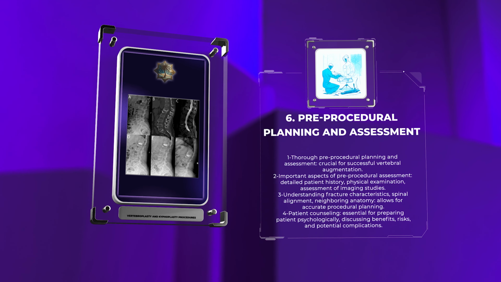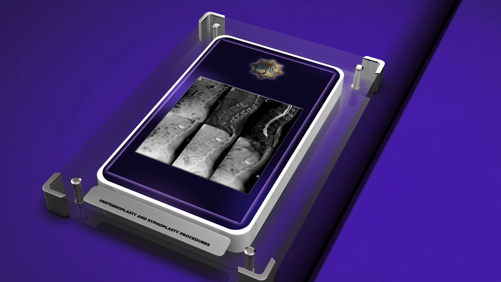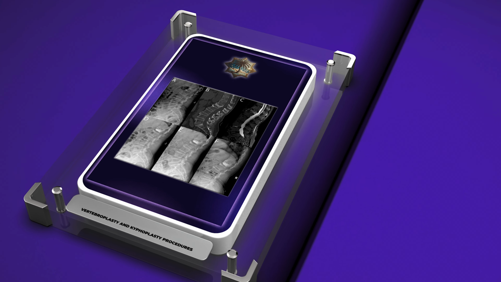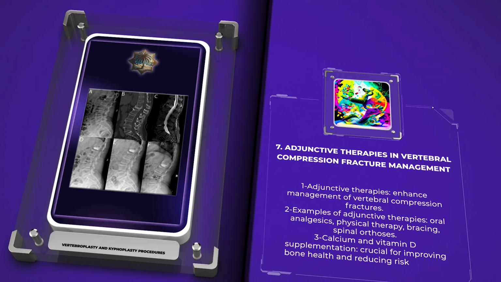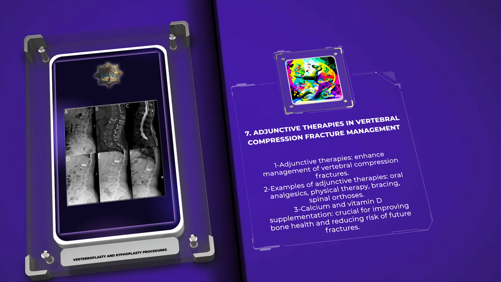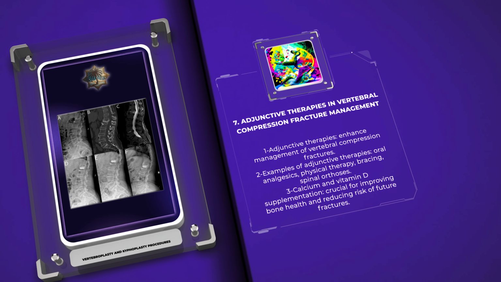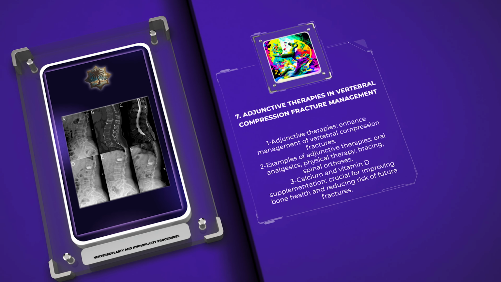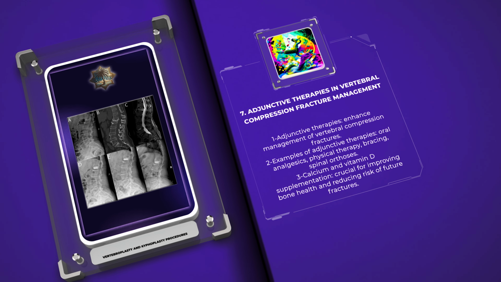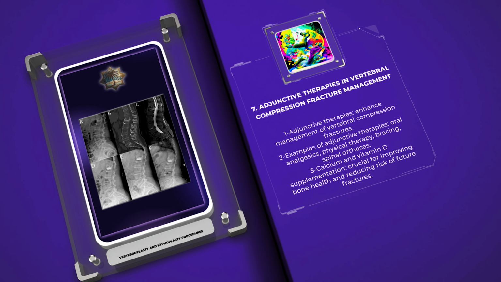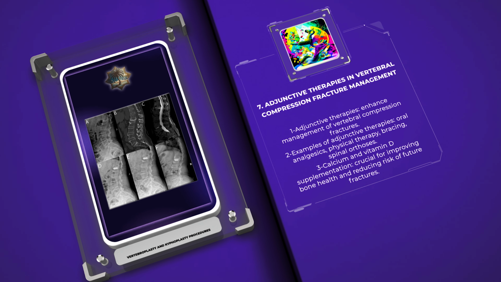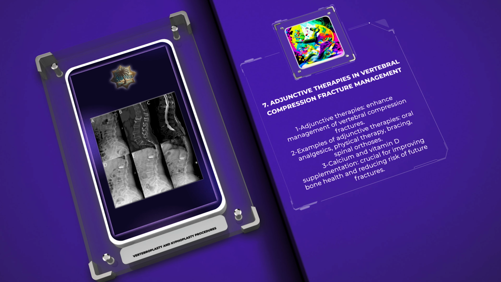In addition to vertebroplasty and kyphoplasty, several adjunctive therapies can enhance the management of vertebral compression fractures. These include oral analgesics, physical therapy, bracing, and spinal orthoses. Calcium and vitamin D supplementation play a crucial role in improving bone health and reducing the risk of future fractures. Additionally, the use of orthobiologics, such as bone morphogenetic proteins and mesenchymal stem cells, is an emerging field that holds promising potential for enhancing fracture healing and overall outcomes.